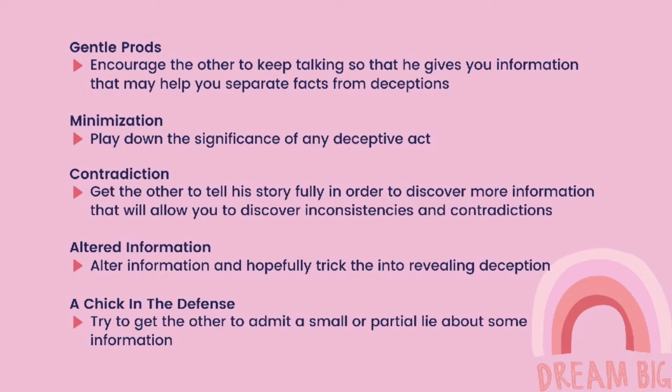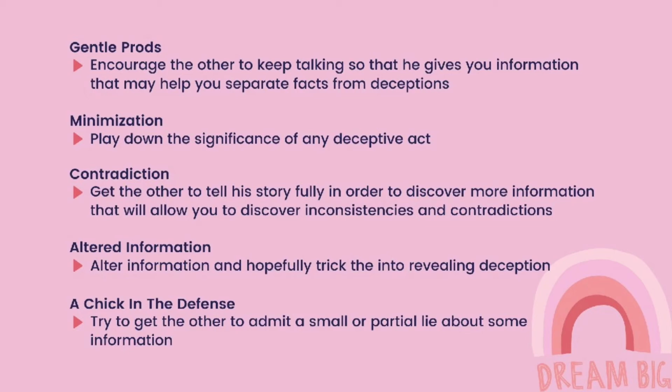Next is minimization. Minimization is when you play down the significance of any deceptive act. Help the other to find excuses for why she was deceptive, and minimize the consequences of the action. Indicate that the other has done worse or shift the blame to someone else. So minimization is that you make the significance of any deceptive act smaller. For example, you shift the blame to someone else, or you minimize the consequences of the action.